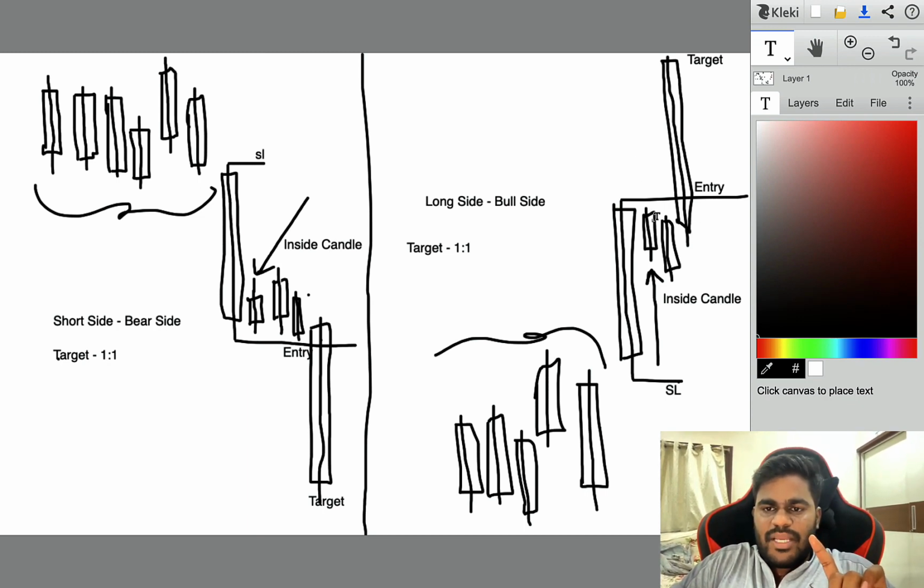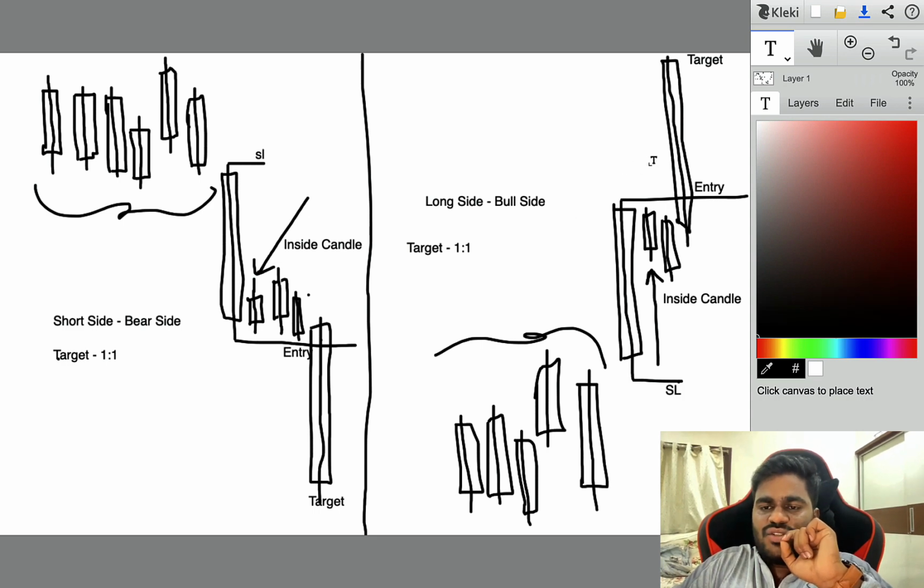So after forming an inside candle, let's suppose on the longer side, if any of the next three candles breaks the top of this parent candle, our trade will begin. Suppose our entry is at 10 rupees, any random stock, the stop loss is at 5 rupees, and the target will be at 15 rupees. If you are ready to take a loss of 5 rupees, then 1:1 means you are ready to take the profit at 15, another 5 rupees.